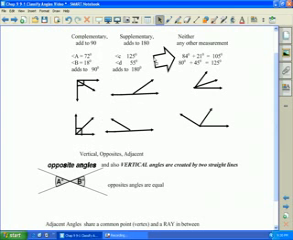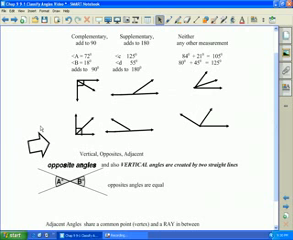If they come up to any other degree measurement, for example, 84 and 21 degrees, that's 105, or 80 and 45 is 125, we classify these as neither. They're neither complementary nor supplementary. So don't be fooled by the pictures.